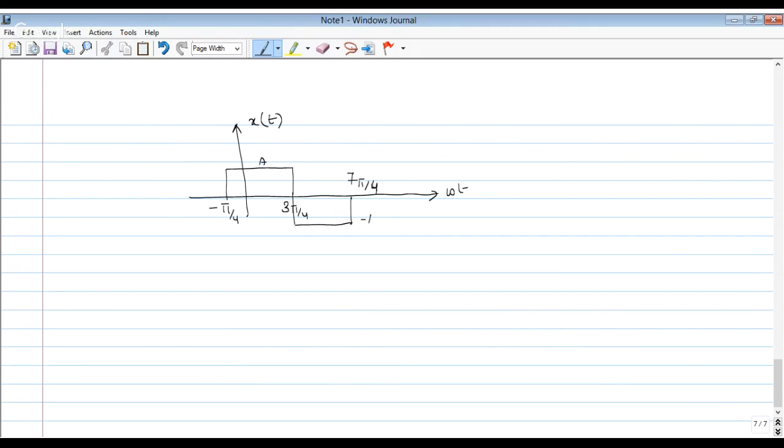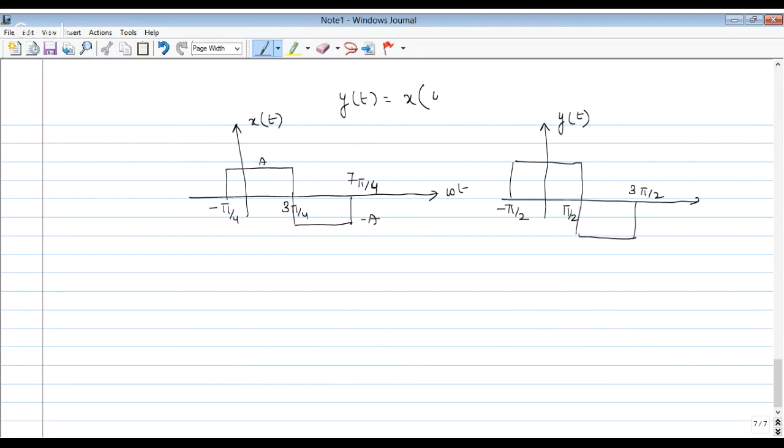Now what I was telling you is, if you shift this signal left by an amount pi by 4, then it will be like this. It will now become an even function. Since now it is an even function, what is the relation between y(t) and x(t)? Basically, y(t) is x of omega t plus pi by 4. I have shifted it by an amount.